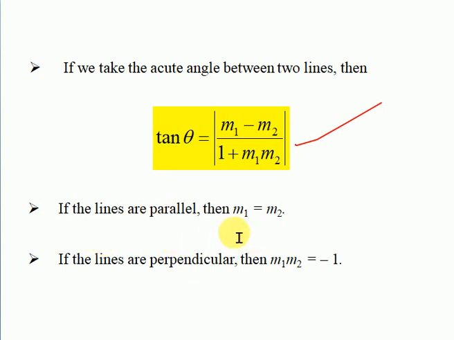These are two conditions. If the slopes m1 and m2 are equal, then the two lines are parallel. And if m1 m2 equals -1, the multiplication of m1 and m2 is -1, then the two lines are perpendicular. So these are the two conditions of parallel lines and perpendicularity.